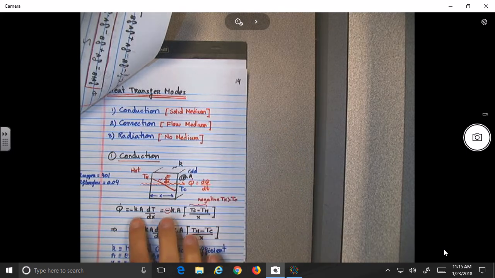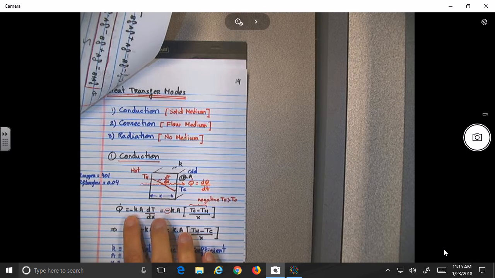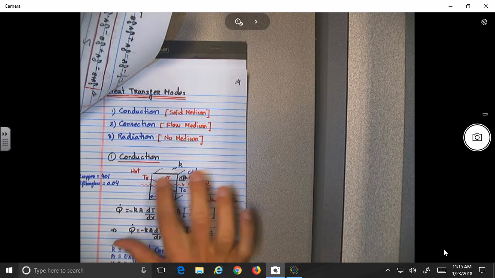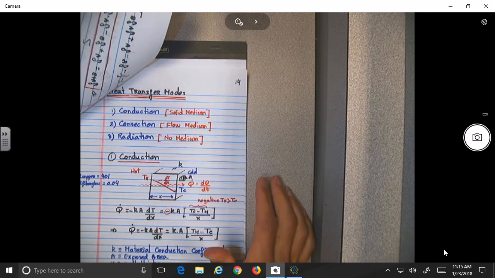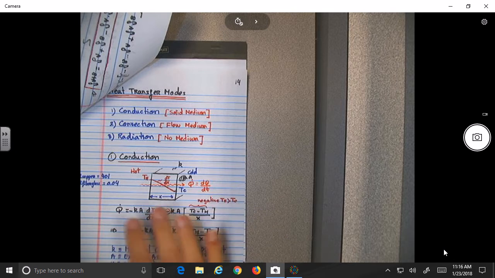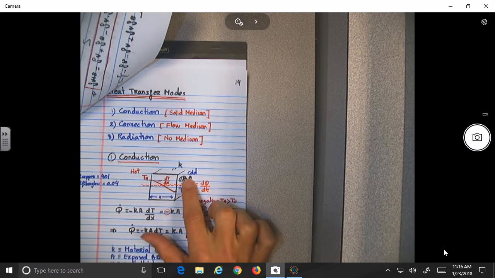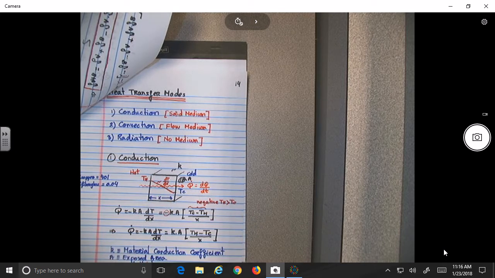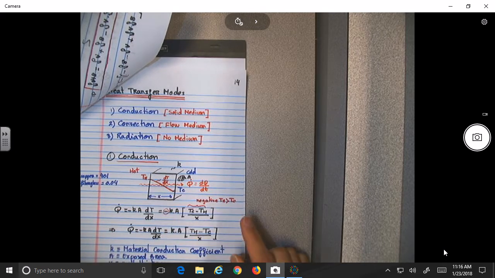Basically, I give you the relation here, which is equal to K A dT/dx. K is what is related to the material, so different materials are going to allow the heat to go through at different speeds or different rates. The more conductive the material is to transfer the heat, the higher the value of K. A is the exposed area, and dT/dx is what we call the temperature gradient. Okay? So what will be the temperature between one face and the other.